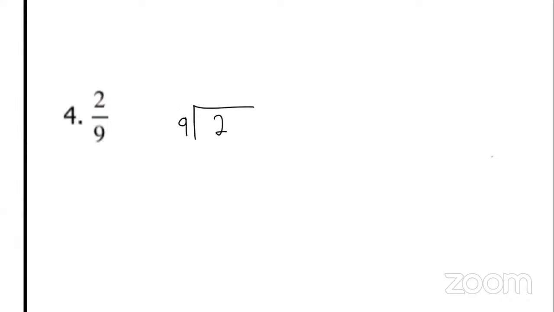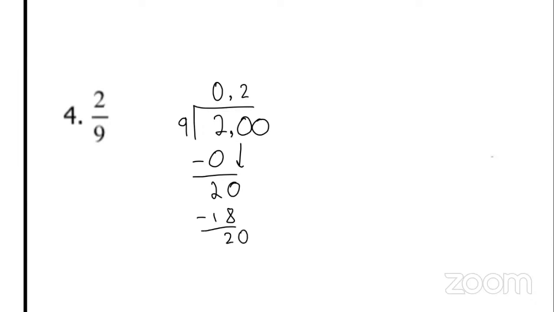Okay, so how many times can 9 go into 2? 9 goes into 2 0 times. So it's going to be 0, and then 2 minus 0 is 2. Okay, bring the 0 down because 9 can't go into 2. 9 goes into 20 twice. 2 times 9 is 18.